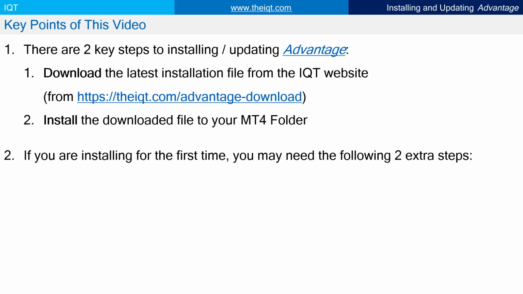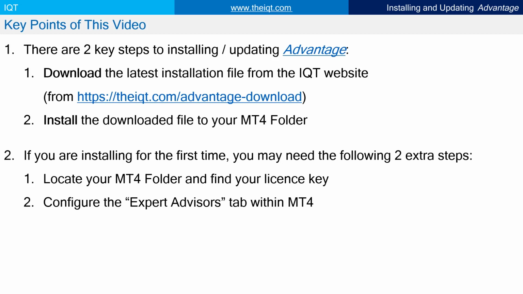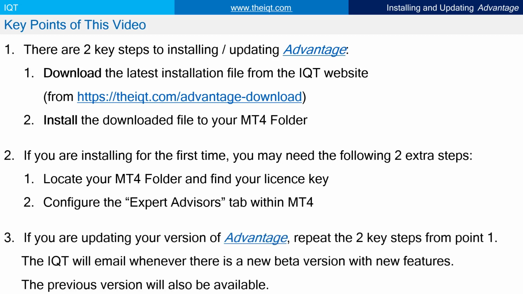If you are installing for the first time, you may need the following two extra steps. Locate your MT4 folder and find your license key. Configure the Expert Advisors tab within MT4. If you are updating your version of Advantage, repeat the two key steps from point 1. The IQT will email whenever there is a new beta version with new features. The previous version will also be available.